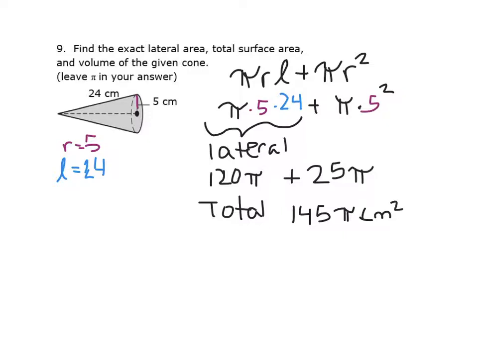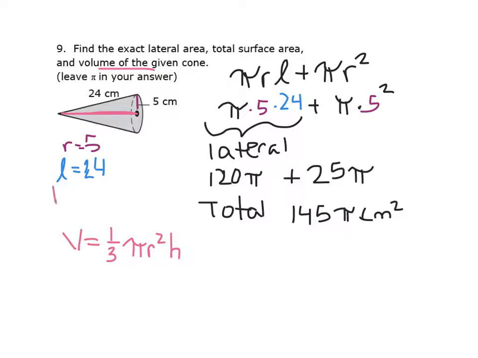The last part is asking us to go ahead and find the volume. Formula for volume of a cone is going to be 1/3 pi r squared times the height. The height we were not given. This is the height.